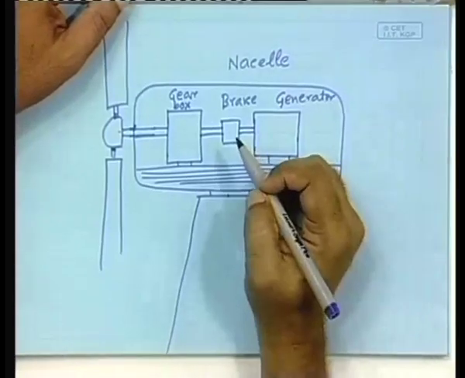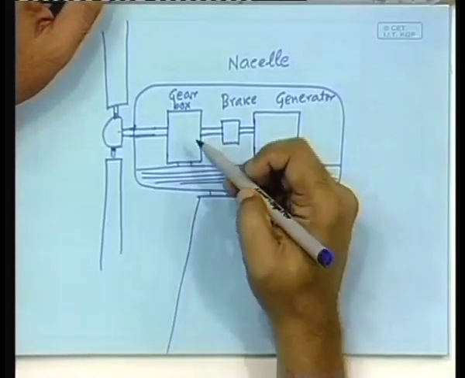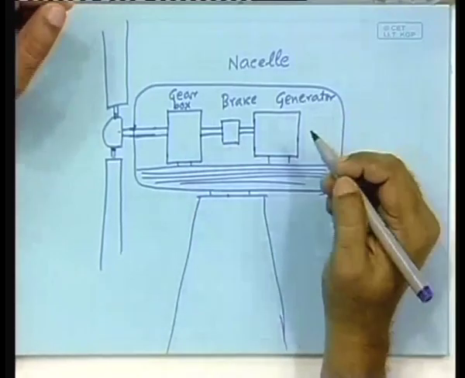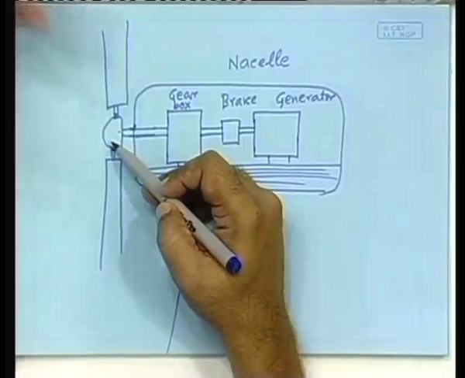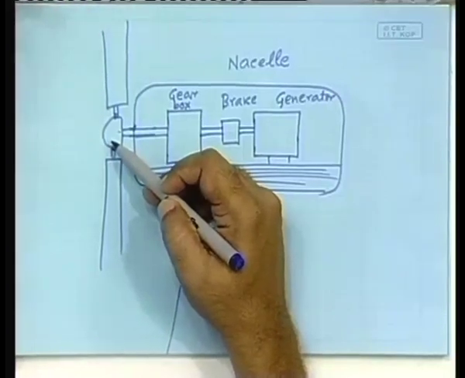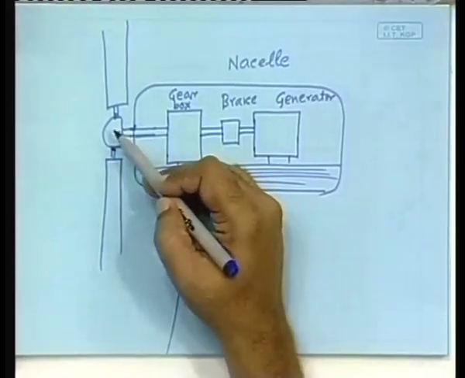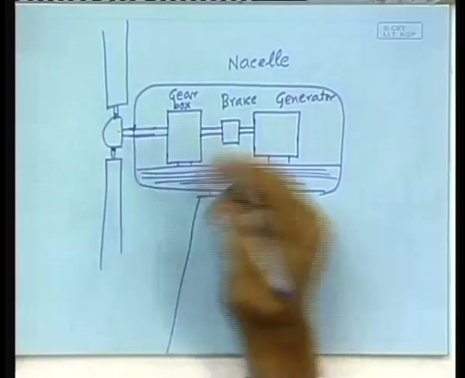Okay. Why do you need the gearbox? You need the gearbox because the generator cannot work efficiently at the rather small speed, something like 70 to 80 RPM of the blades.